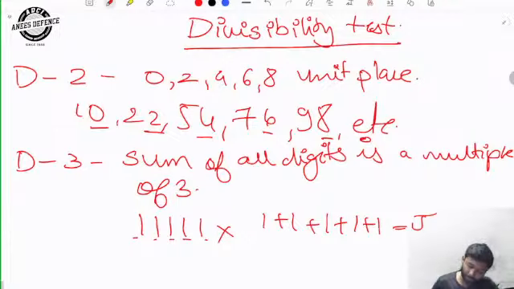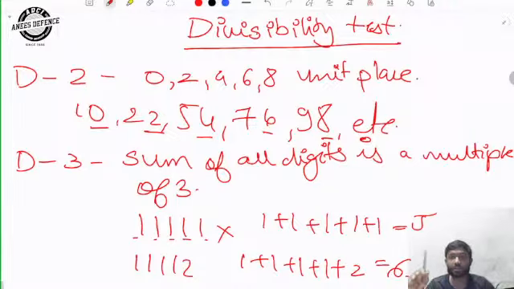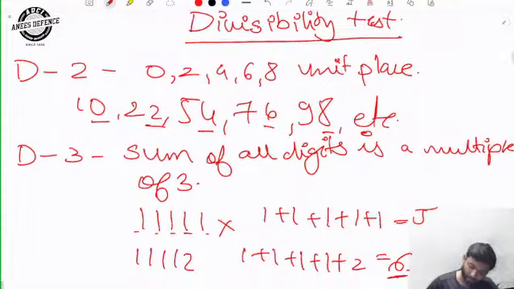But if we take 1, 1, 1, 1 and 2, and add 1 plus 1 plus 1 plus 1 plus 2, the answer is 6. Then this number is divisible by 3. Always remember this. Why? Because 6 is divisible by 3, hence the number is also divisible by 3.